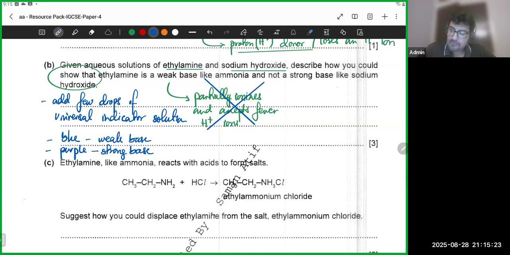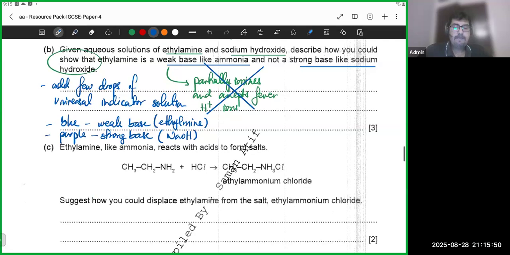So he's told us that NaOH over here is a strong base, and they told us it's a weak base like ammonia. So ethylamine is a weak base. So in your sentence, you're going to write a point that since ethylamine is a weak base, it will turn blue. And in the case of NaOH, which is a strong base, it will turn purple. Okay? Is this clear?